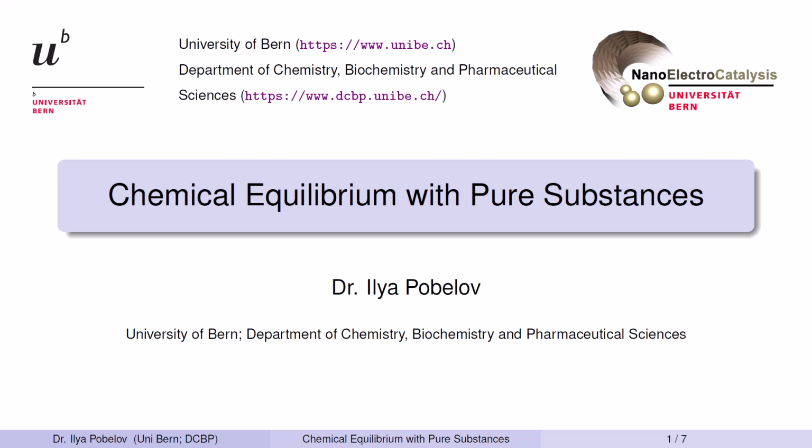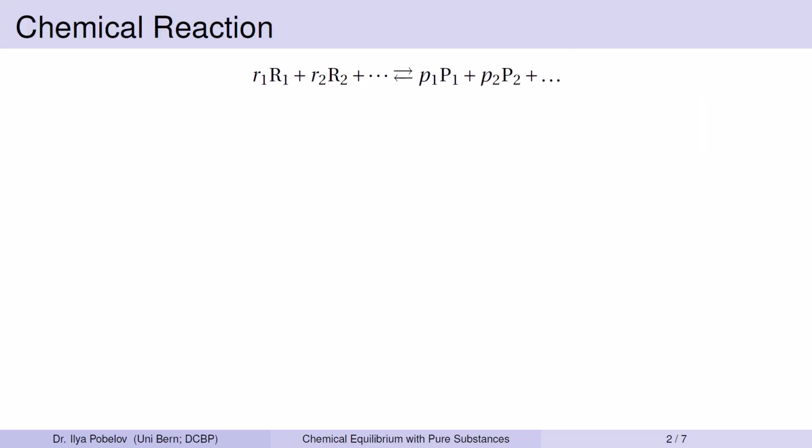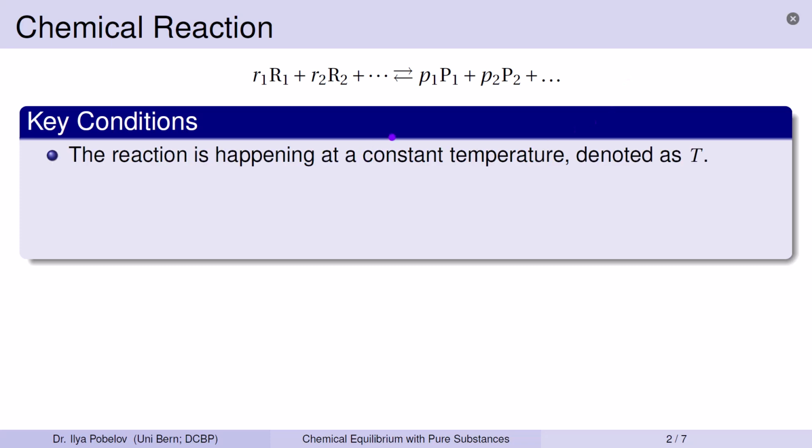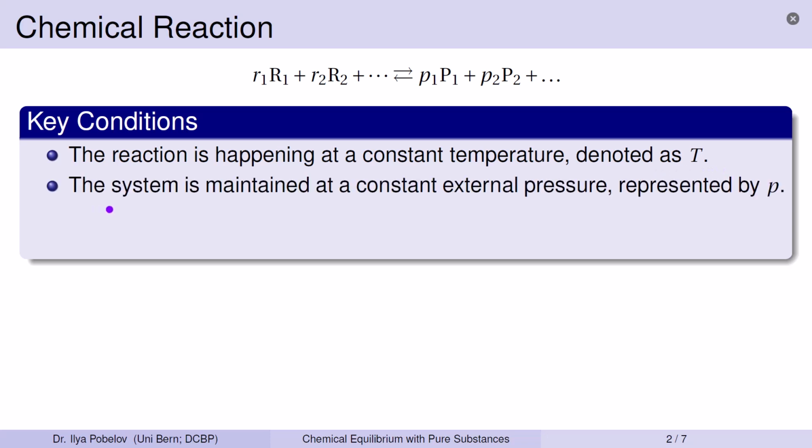In this module, we will introduce the thermodynamic treatment of chemical equilibrium involving pure substances. When we talk about chemical equilibrium, we mean equilibrium in a thermodynamic system where a chemical reaction involving the transformation of reactants into products takes place. In this discussion, we will assume two key conditions. The reaction is happening at a constant temperature denoted as T. The system is maintained at constant external pressure represented by P.